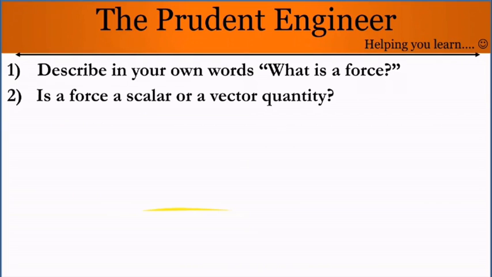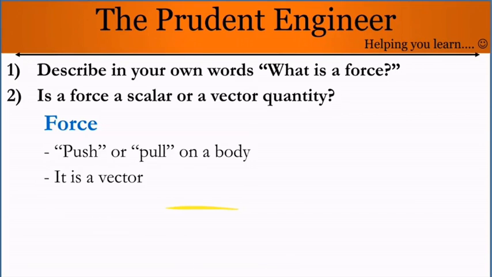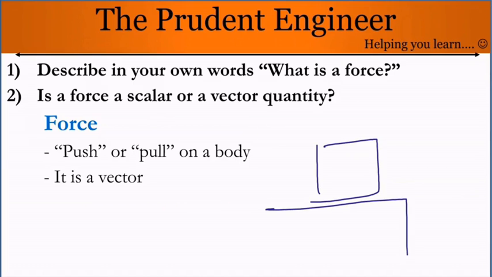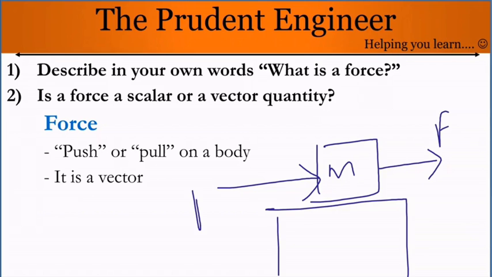Now we'll try to explain what force is. Force is basically a push or a pull on a body. Suppose there is a body on a table, and we apply a push force, pushing the body of mass m, or we apply a pull force, trying to pull the body with a separate force f.